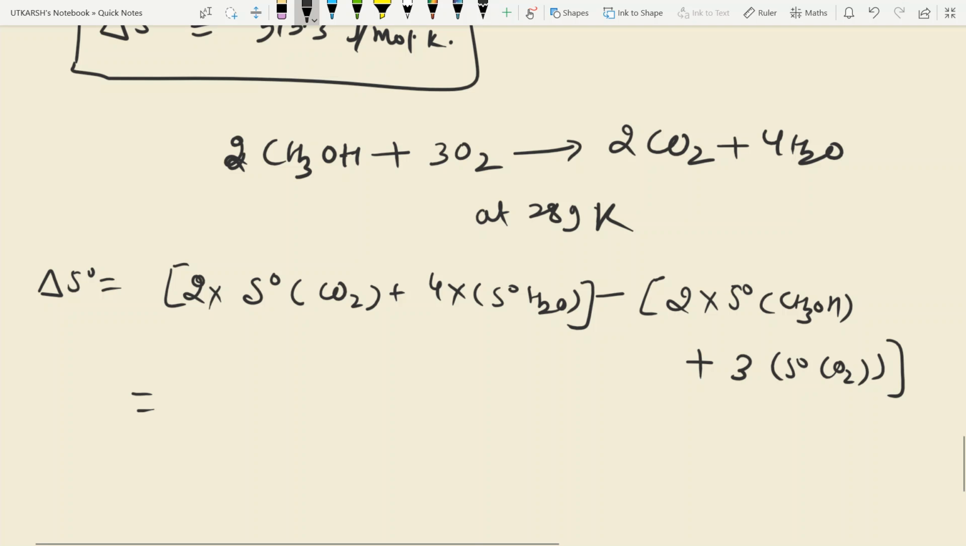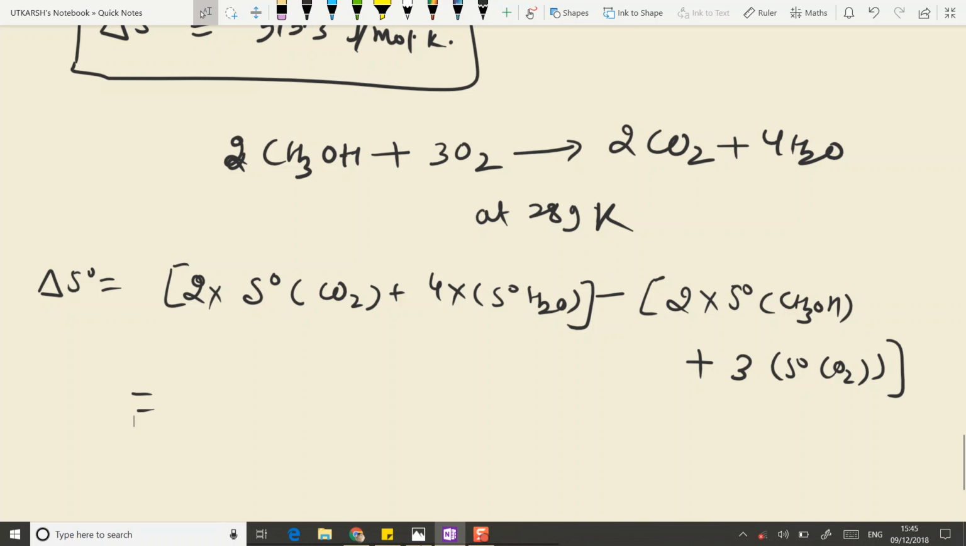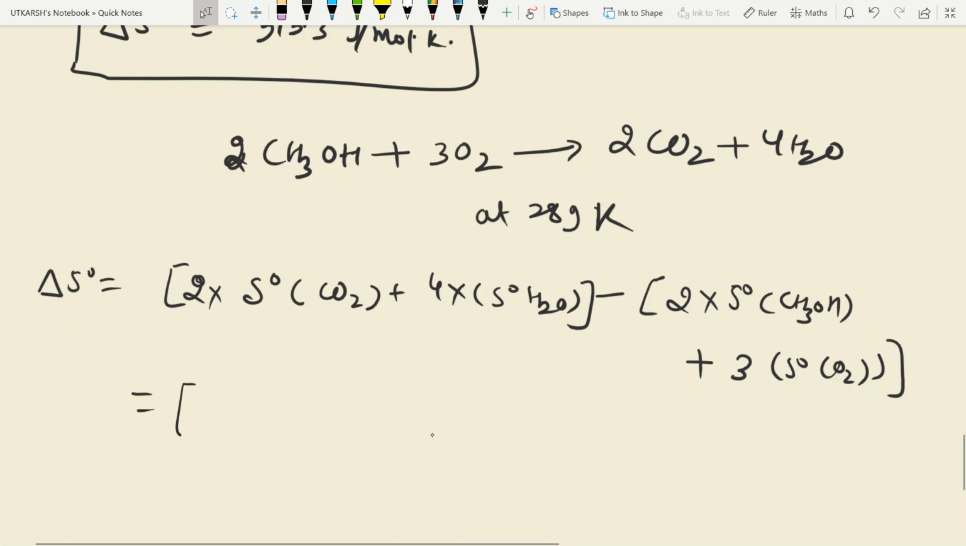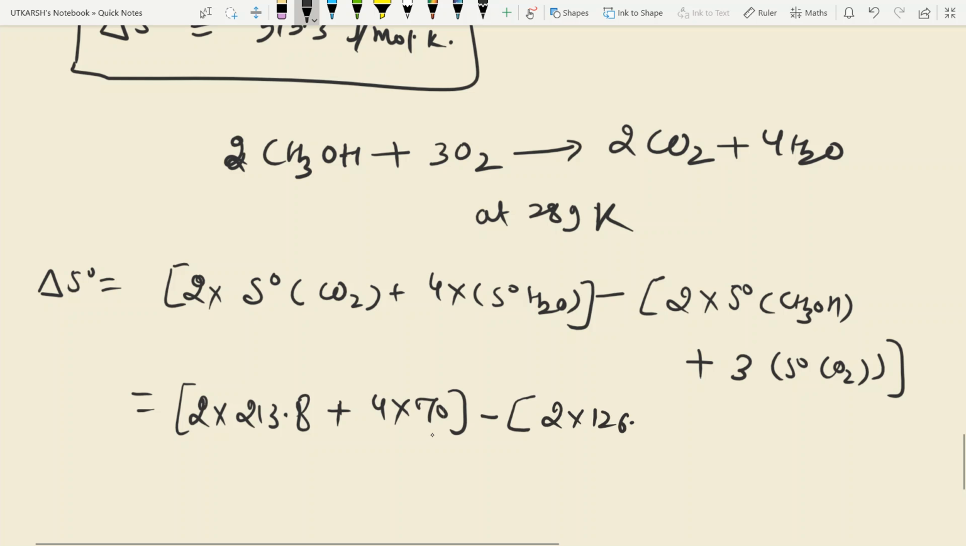So again, reading from the table, noting down, we can write 2 into 213.8 plus 4 into 70 minus 2 into 126.8 plus 3 into 205.03. So this comes out to be minus 161.6 joules per mole per Kelvin.